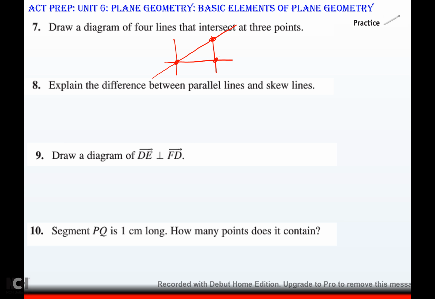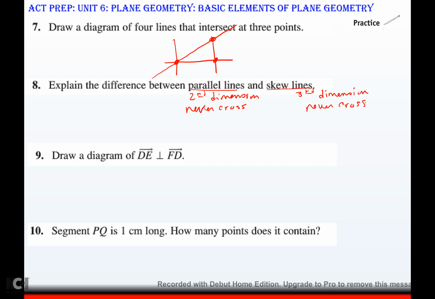Okay? Explain the difference between parallel lines and skew lines. Parallel lines are in the 2nd dimension and never cross. Skew lines are in the 3rd dimension, like that cube we saw, and they never cross.